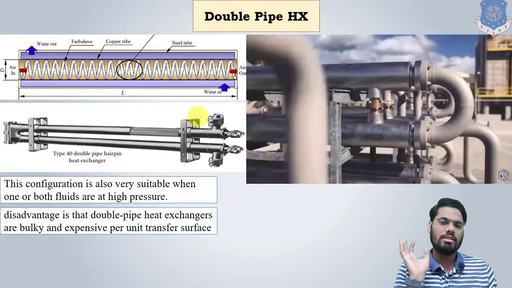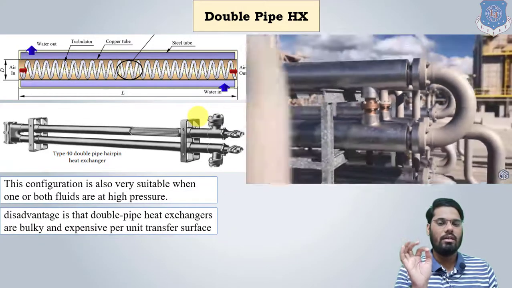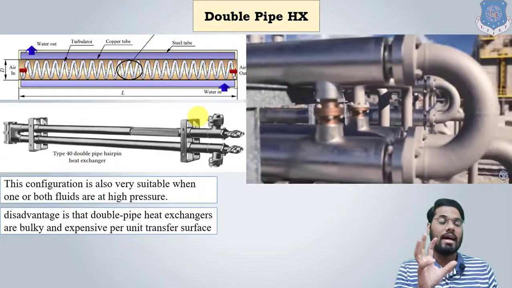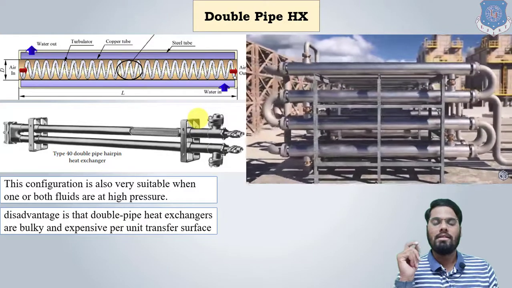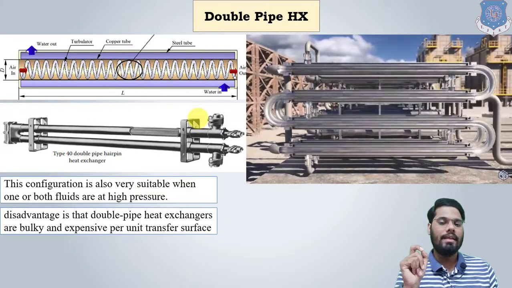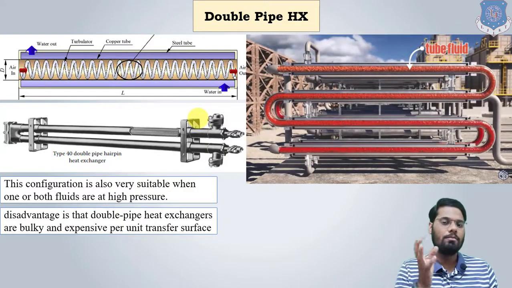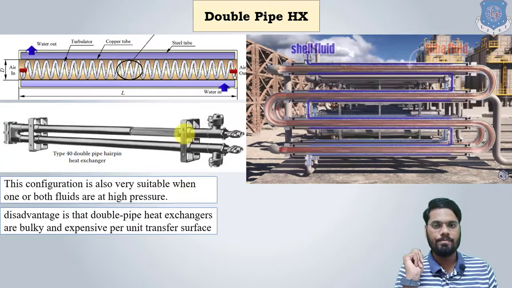This configuration is very suitable where one or both fluids are at high pressure, so it is going to be easy to flow. The only disadvantage is that double pipe heat exchangers are bulky and expensive per unit transfer surface.